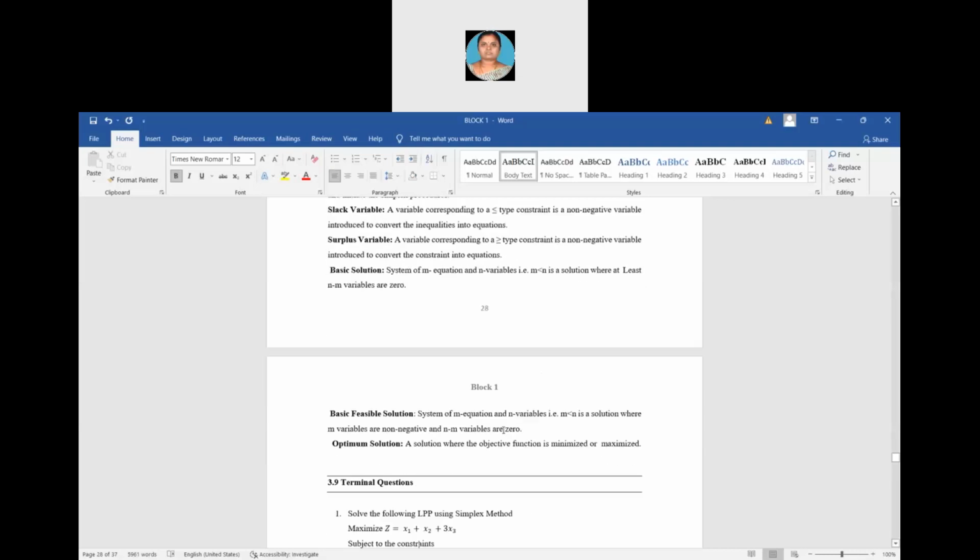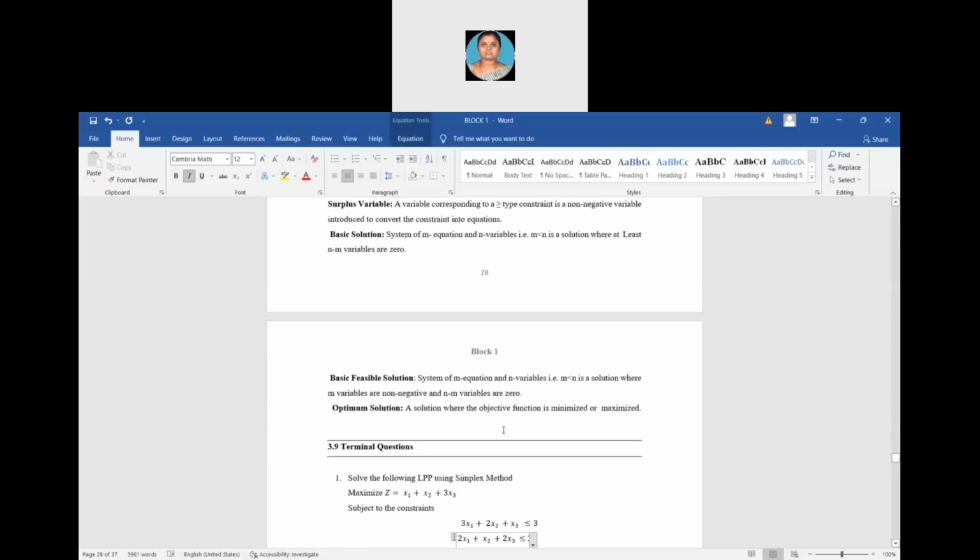And the basic feasible solution: for a system of m equations and n variables, where m is less than n, it is a solution where m variables are non-negative and n minus m variables are 0. This is also a basic definition. An optimum solution is a solution where the objective function is minimized or maximized. Finally, the solution we get is called the optimum solution.